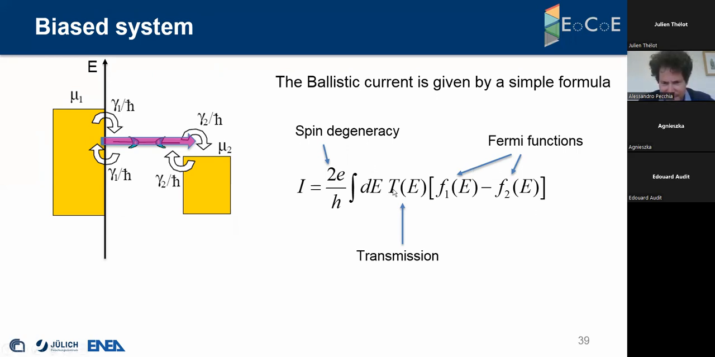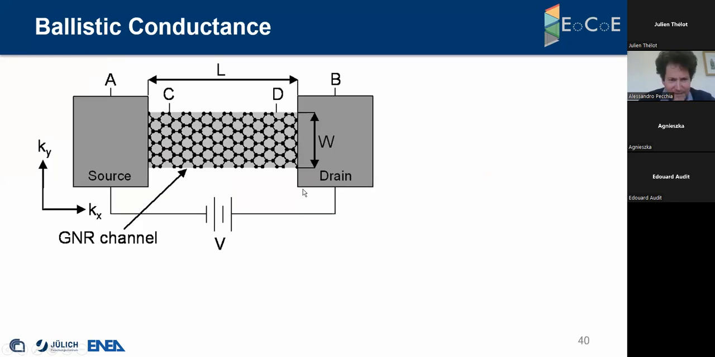Then you have the transmission at each energy, and you need to integrate on this bias window, taking the difference of the two Fermi functions of the two contacts. So every electron goes ballistically from one contact to the other with the transmission T, and you need to integrate the simple formula to get the total current flowing.